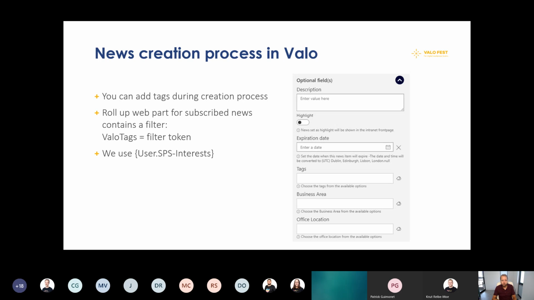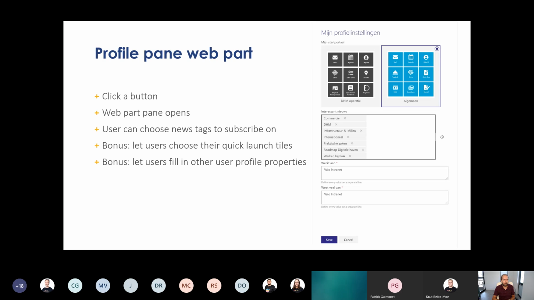So how did we do that? We created a profile pane web part. So there's a button on the intranet which users can click, and then the profile pane opens. And in the profile pane, and it is in Dutch, I'm sorry, because the Port of Amsterdam only has Dutch employees, their intranet is in Dutch, but I will walk through this.